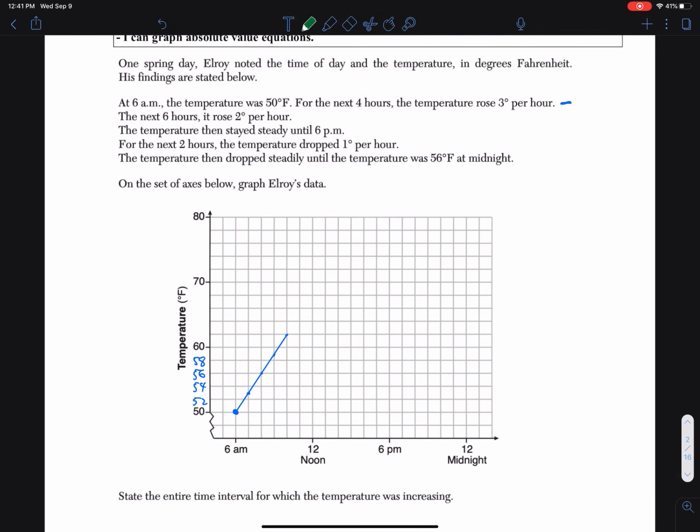Let's take a look at the second part. Then for the next 6 hours, so it'll take us from 10 a.m. all the way to 4 p.m., the temperature rose 2 degrees per hour. So that's going to go up 1 box each time. So that'll be 11, 12, 1, 2, 3, 4. Draw your line, connecting with the other one.